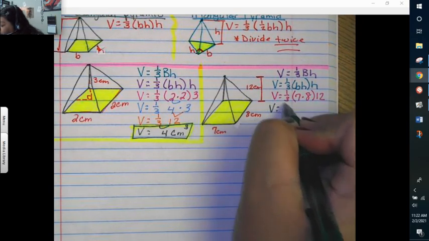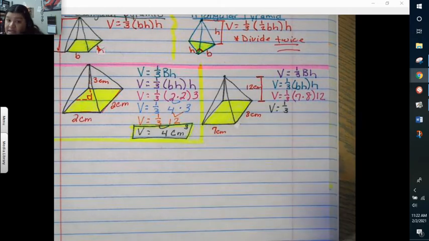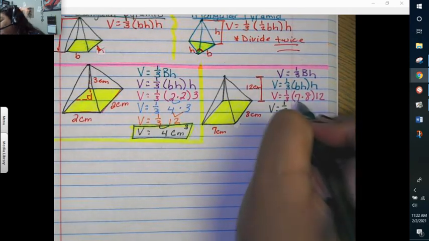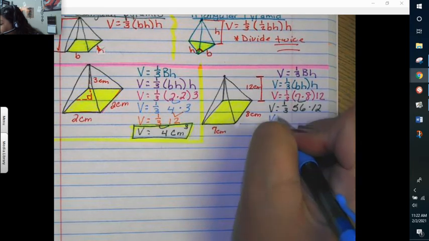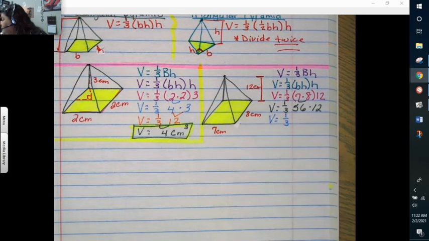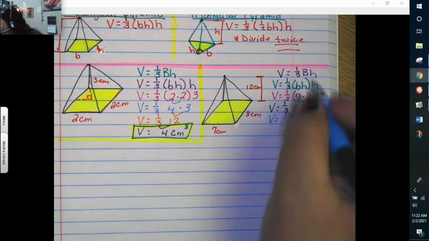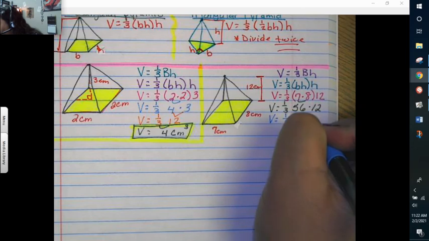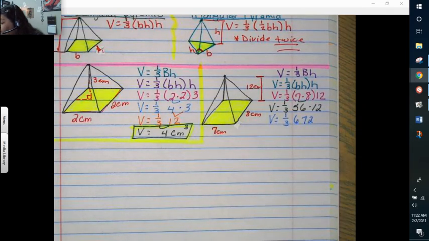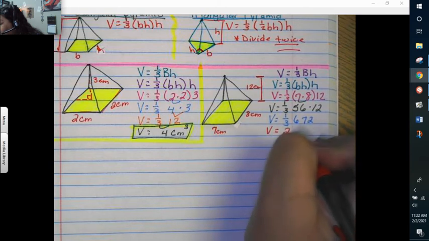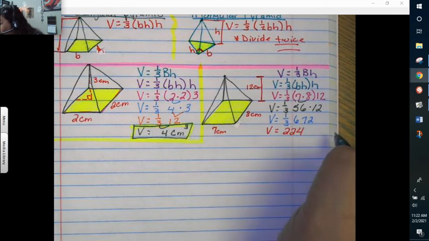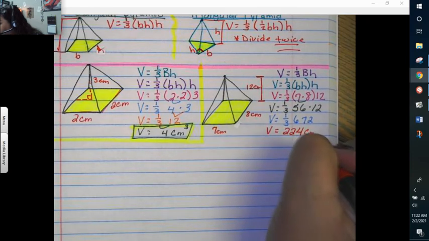Let's go ahead. I'm going to multiply first because I cannot divide 7 by 3. I'll get a decimal. I don't want that. So 7 times 8 is 56, and then times 12. Okay. So 56 times 12 gave me 672. Okay. And my final step, I'm going to divide by 3. So 6 divided by 3 is 2, 2, 4. 224 cubic centimeters.